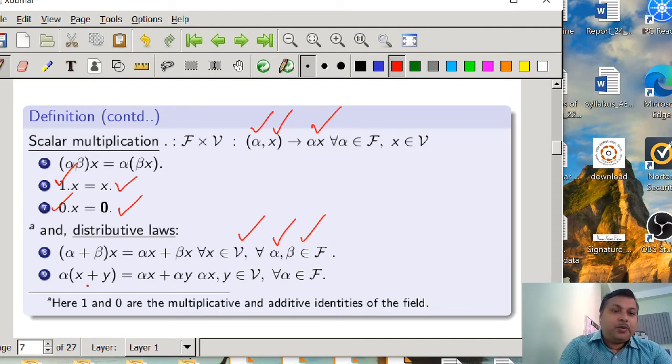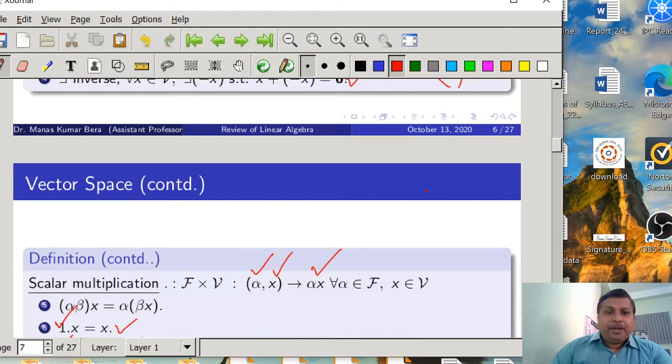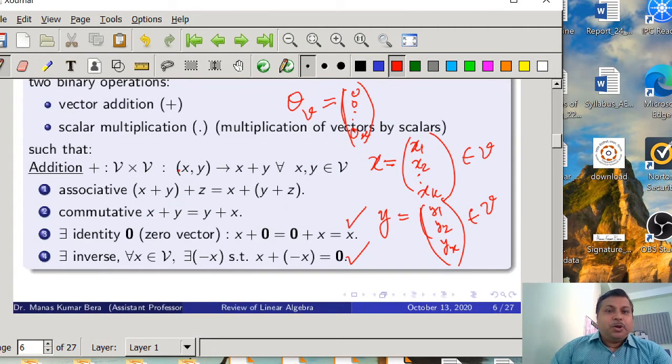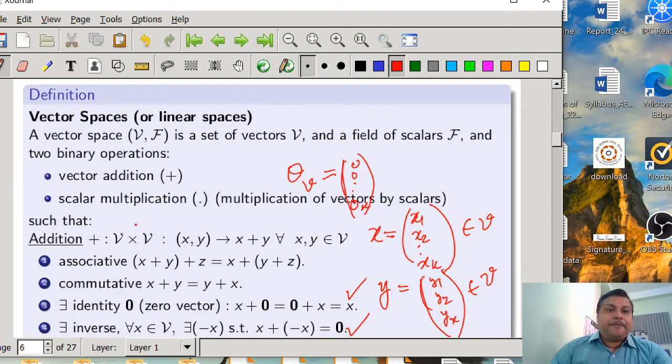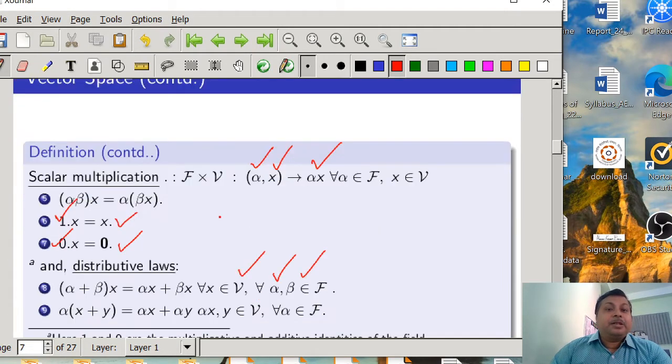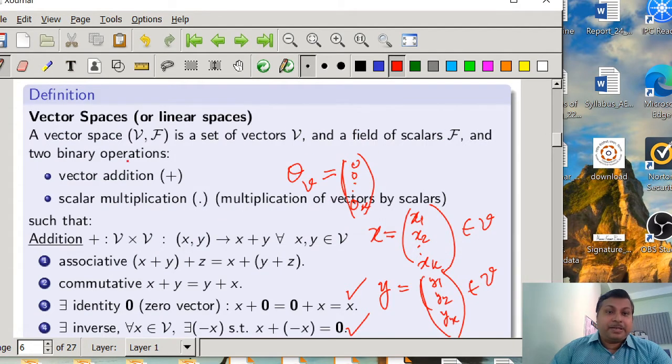belong to the field F. Then alpha into (x plus y) is equivalent to alpha x plus alpha y, where alpha belongs to the field F. So if a vector space is going to obey these axioms, or we can say these properties, then we will call it a vector space.